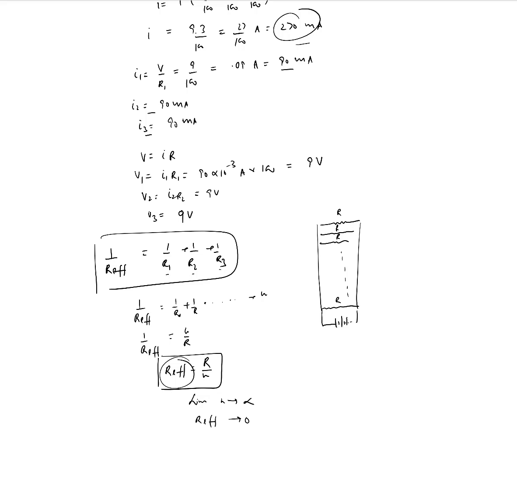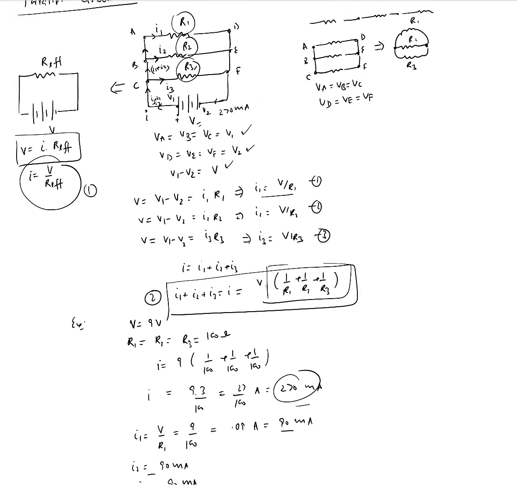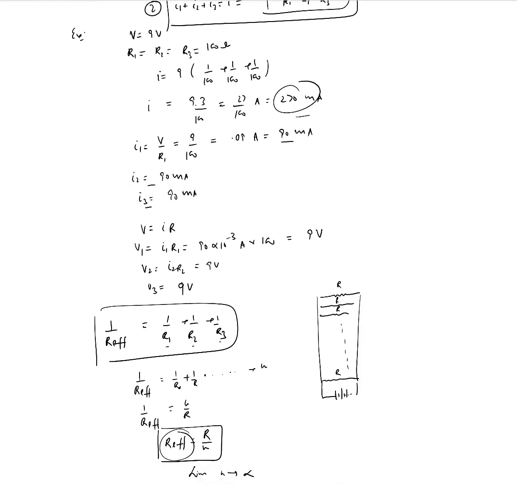That may seem a little bit counterintuitive or even contradictory, that you have infinite number of resistors and the effective resistance is actually close to 0. But that happens only because you have put them in this special parallel circuit configuration.